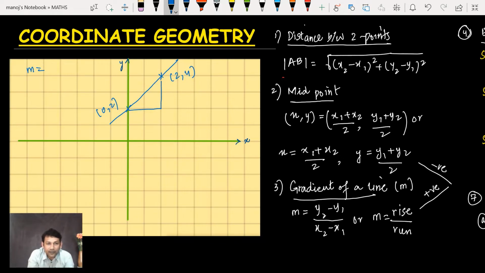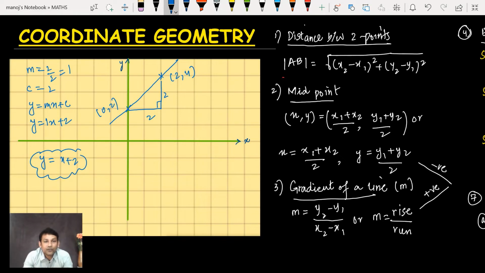You can find the gradient by using rise upon run, without using the formula. Make an angle of 90 degrees. The rise and run are 2 and 2, so rise upon run is 2 upon 2, which is 1. The gradient is 1, and what is c from the graph? The c is 2. So the equation is y equals mx plus c, where m is 1 and c is 2, so y equals x plus 2 is the equation of this line. When a line slopes the other way, the gradient will always be a negative value.